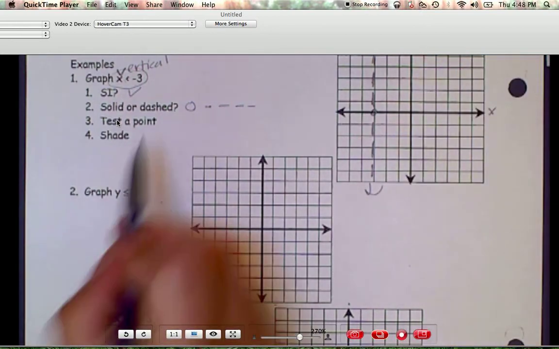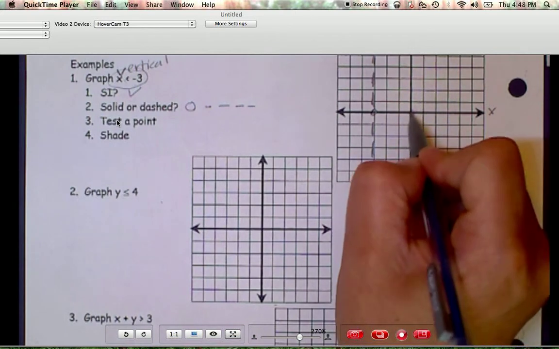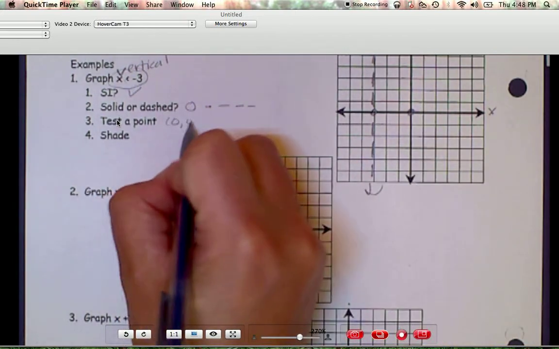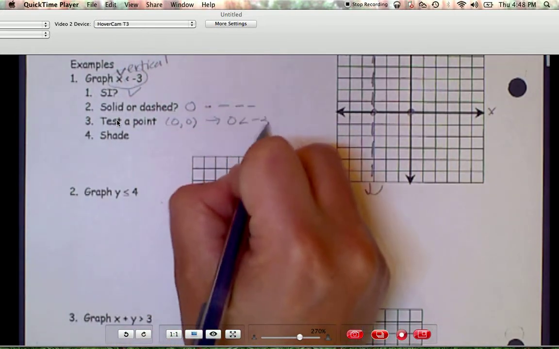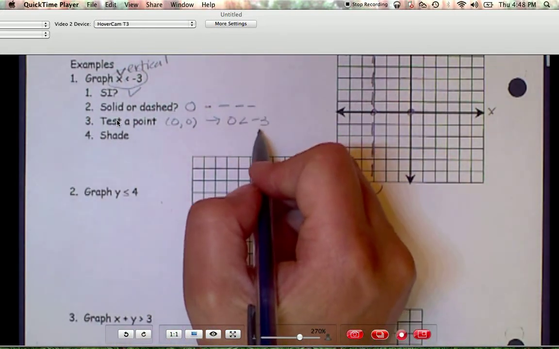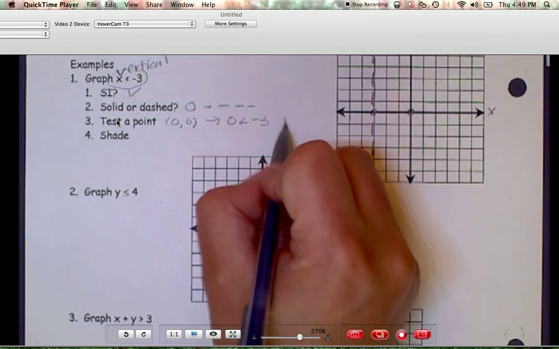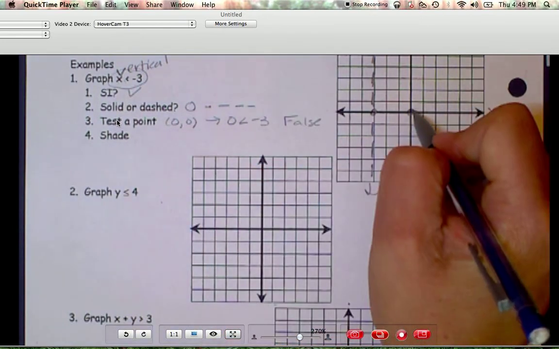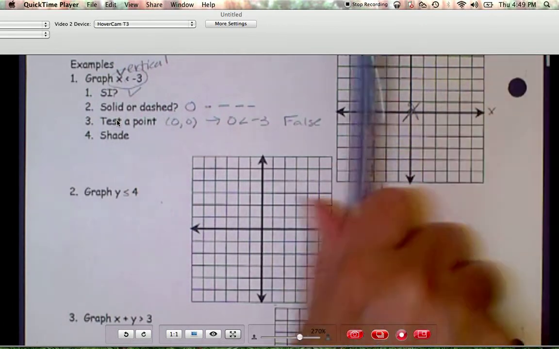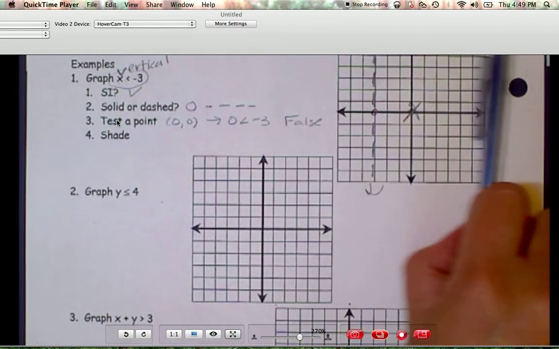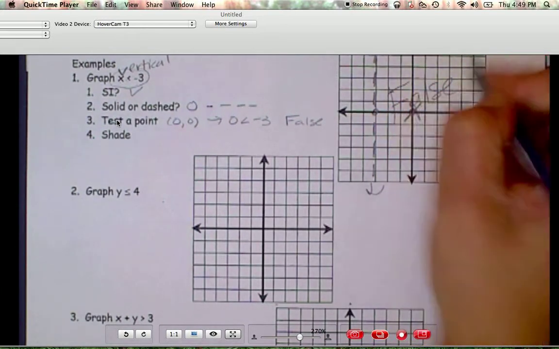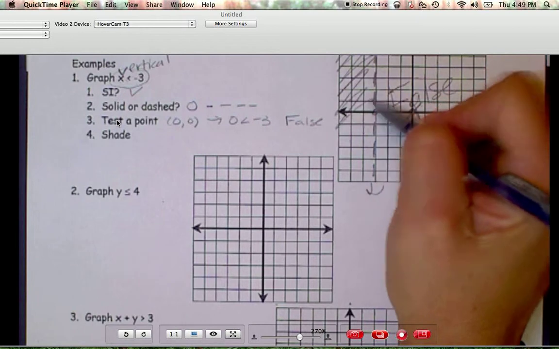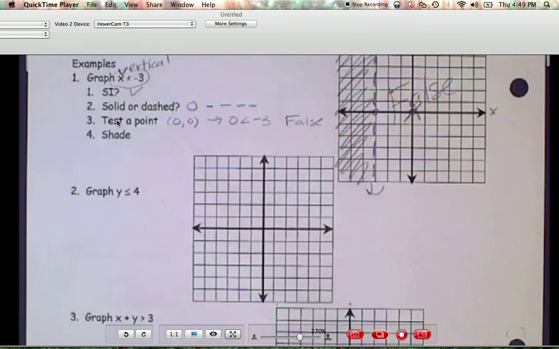Test a point. Does this go through 0, 0? No. So we can test 0, 0. If I take 0, 0 and plug it in here, I get 0 is less than -3. 0 is less than -3 is false. 0 is not smaller than -3. So this point does not work, which means everything on the right side of this line is all going to be false. This is going to represent our false side. We don't want to shade the false side. We want to shade the true side. So that's how we'll finish that one up.